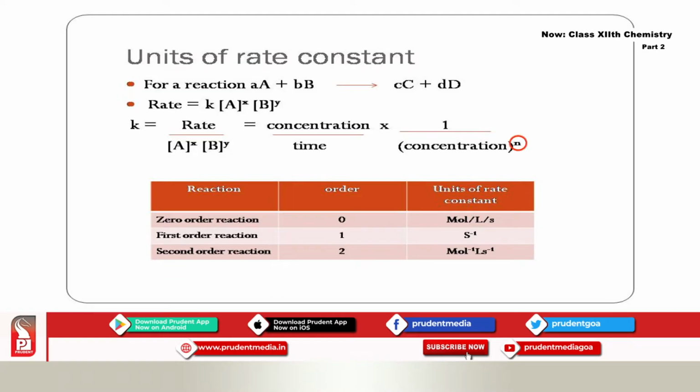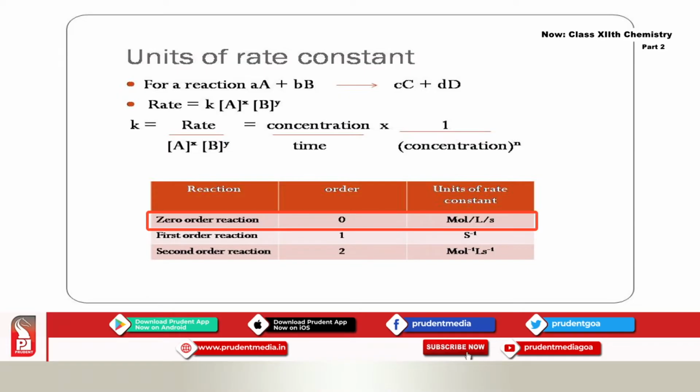Suppose it's a 0 order reaction, then you're going to substitute the value of n as 0. If it's first order, you're going to substitute the value of n as 1. So, it depends upon the order of the reaction. Here in the table, you can see that if the reaction is of 0 order, the unit is just going to be moles per liter per second, because here you would have to substitute the value of n as 0 and anything raised to 0 is going to be 1.